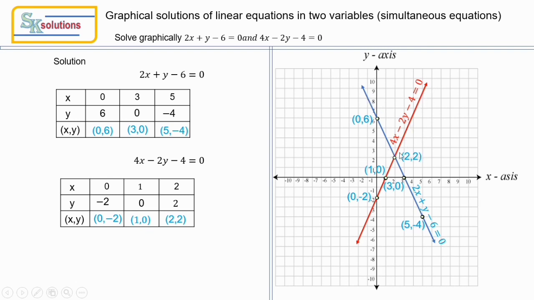Now you can see these two lines are again intersecting at a point 2 2. So the solution of these equations is 2 2, x is equal to 2 and y is equal to 2. So we have the solution of this equation as x is equal to 2 and y is equal to 2. So this is the way we solve the equations by drawing their graph.